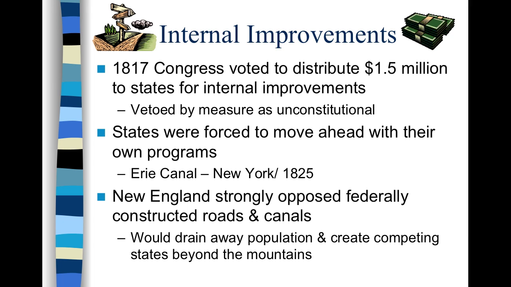So the Erie Canal, New York takes on in 1825. It benefits New York tremendously, and New England strongly opposed federally constructed roads and canals, for the main part because they felt it was going to pull away populations. It would make people move more west. It would open up the areas to the west and therefore drain populations from them, and also create competing states beyond the mountains, which they'd have to compete with, and they would lose revenue.